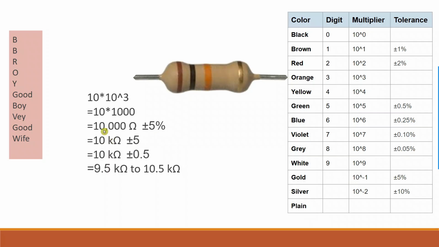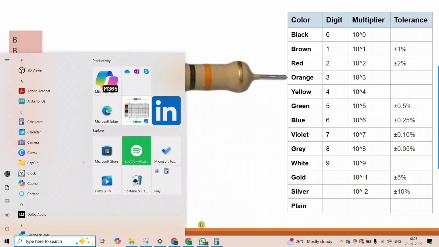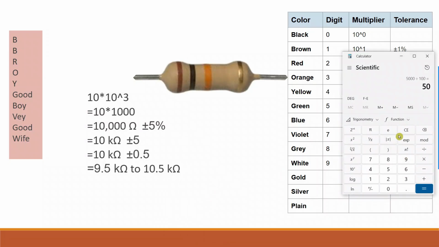So here the value is large. If it is more than 1000, then we have to divide by 1000 so that it will convert to kilo ohm. So now we'll divide 10,000 divided by 1000 equal to 10 kilo ohm. Now it is converted from ohm to kilo ohm. Now this resistor value is 10 kilo ohm with plus minus 5% tolerance.